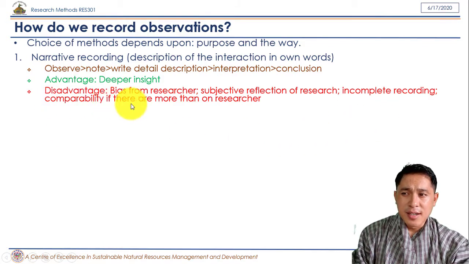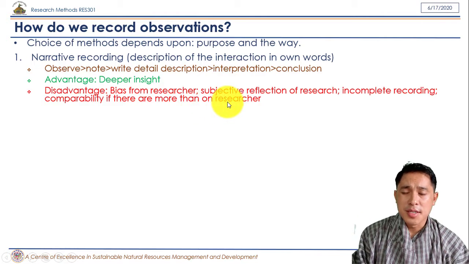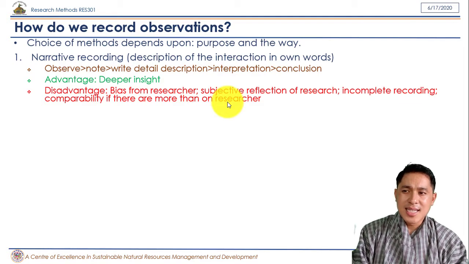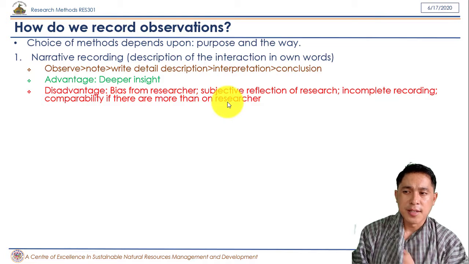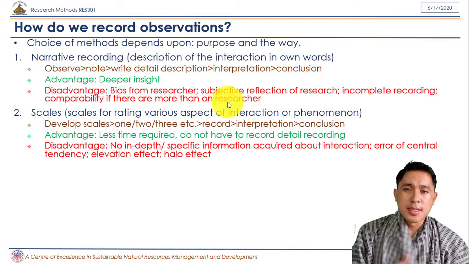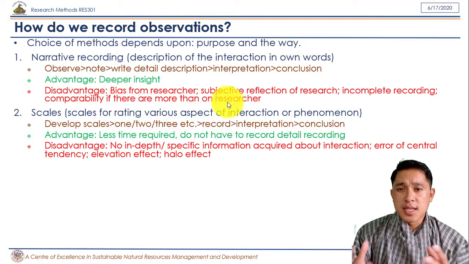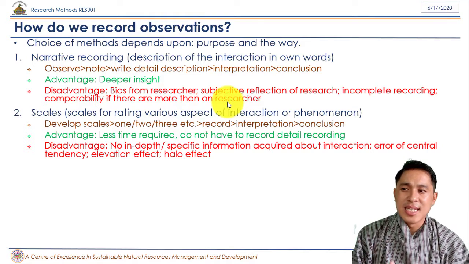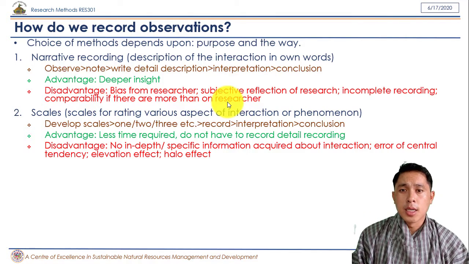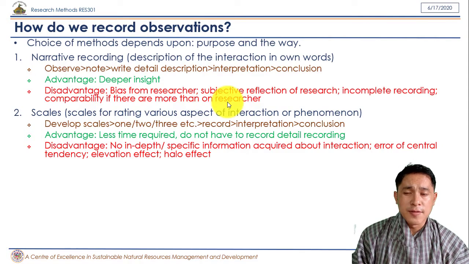Comparability: if there are more than one researcher, it's very difficult to compare between the researchers. So that's one of the disadvantages of using narrative recording. The other one is the observation that we make can be made into scales, and lots of researchers, they prefer to make the observation into quantitative research.